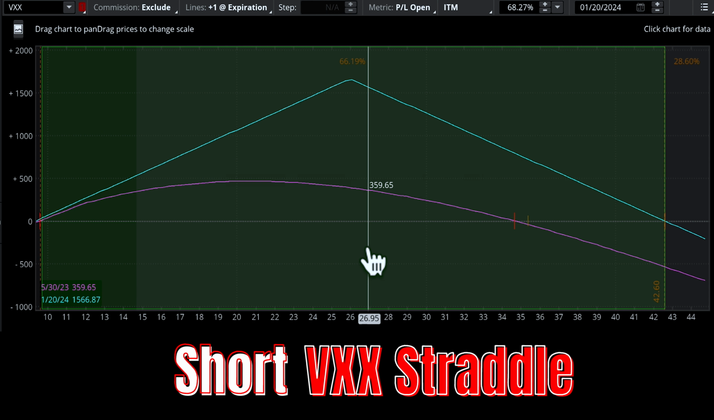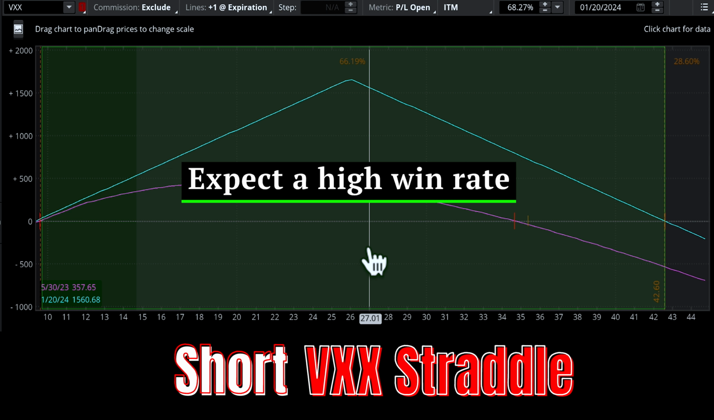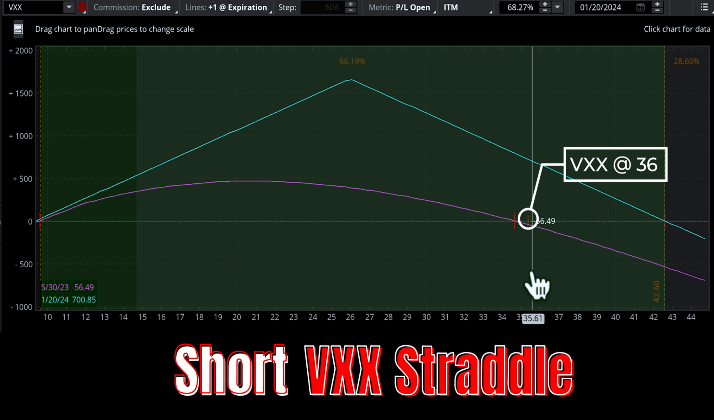This is a massive range where we can make some money, and it does mean the probability of success is definitely higher than 50-50. In fact, long term, you'll probably win 80% or more of your short straddles. That's how this works. You don't even need to get the direction right here. Even if the VXX doesn't go down at all, right here you can still make profit.